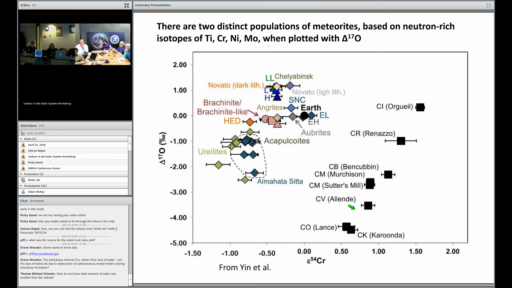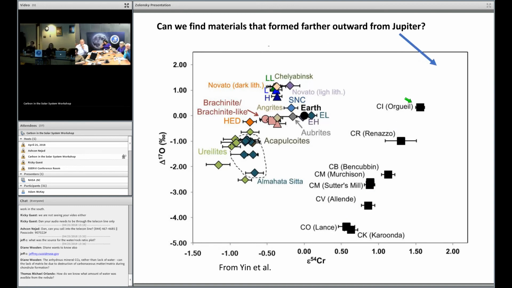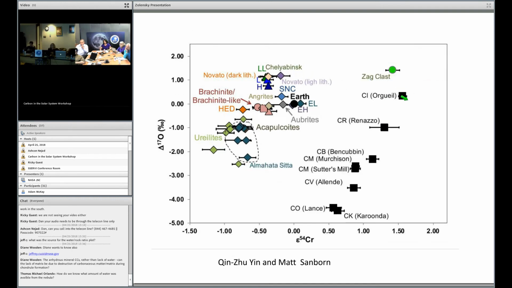So the idea is these could be outer solar system materials formed out beyond Jupiter that could be where all C chondrites originated. And we're wondering, could there be materials out here, even more water and organic rich, maybe from even further out in the solar nebula? And here's where this ZAG class plots.